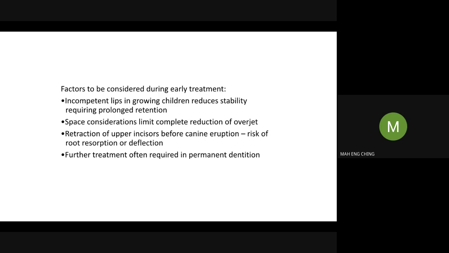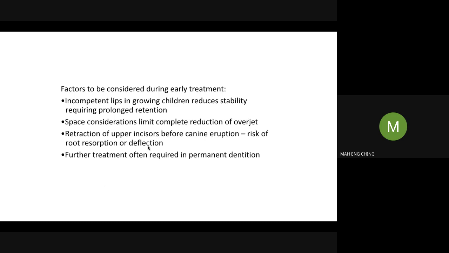So retraction of the upper incisor before the canine eruption. So we all know the upper canine is always the last one to erupt. So if you bring the upper incisor back too much, it might take up the space for the canine eruption. So it might cause the canine and the retroclined incisor to bang on each other or touch each other. Then there's always a risk of resorption or deflection of the root of the canine. So sometimes when they start too early, then we try not to bring the incisor back too much, not against the canine. You have to give some space for the eruption of the canine.